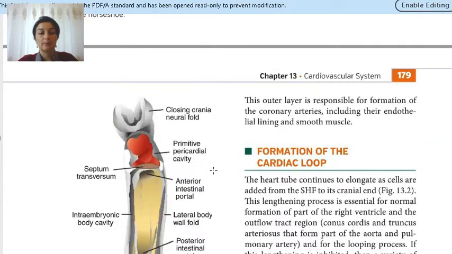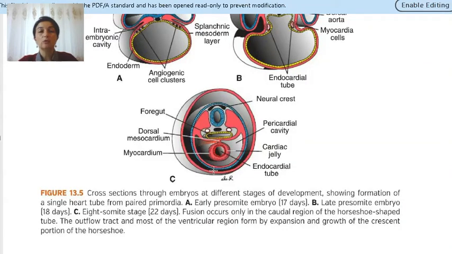But in the caudal-most edge of the mesocardium will develop the proepicardial organ, and from this proepicardial organ will migrate cells that will surround this heart tube externally and create the epicardium. That will be the epicardium, the third outermost coat of the heart. So we will have endocardium, myocardium, and epicardium.